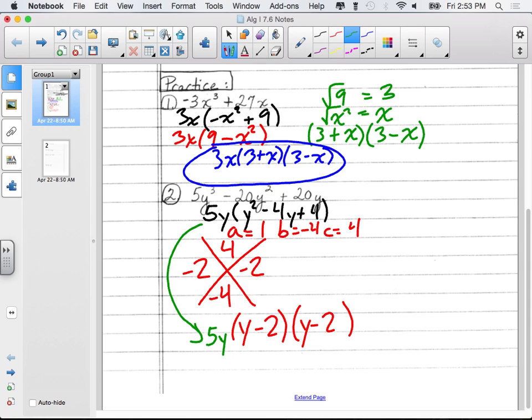But, what's another way that you could write that? That might show up in an answer bank on a test. 5y times (y minus 2) squared. So like that? I think so. Yep, that's exactly right. Alright. Any questions so far?